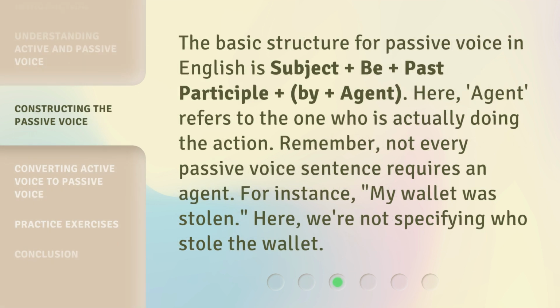The basic structure for passive voice in English is subject plus be plus past participle plus by plus agent. Here, agent refers to the one who is actually doing the action. Remember, not every passive voice sentence requires an agent. For instance, my wallet was stolen. Here, we're not specifying who stole the wallet.